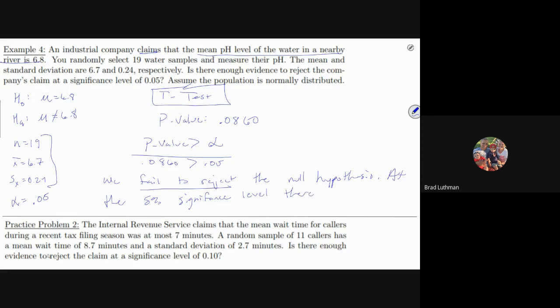There is not. So again, looking for fail to reject and is not enough evidence to disprove the company's claim. Should probably be something like this if I'm being picky. Company's claim. All right. Okay, to finish up then, this right here will be your homework problem number 2.